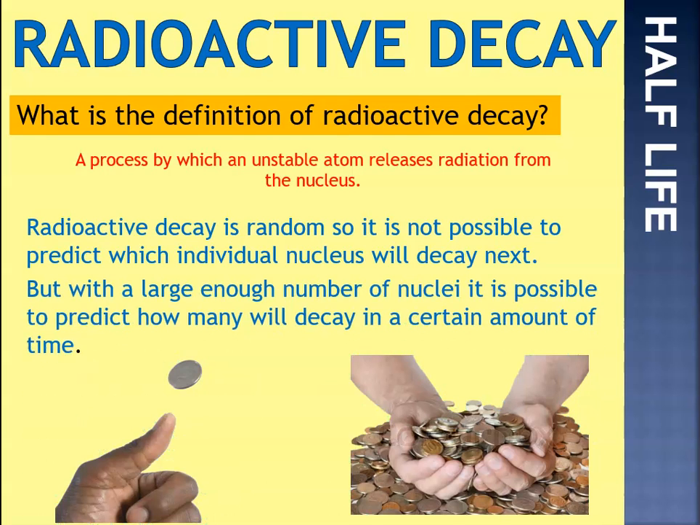But if we have a large enough number of nuclei, we can predict how many will decay in a certain amount of time. We just don't know which ones will. We know how many of them will. We wouldn't be able to say individually this atom, this atom, this atom. But if we had a large number of nuclei, we'd be able to state this number are going to decay in a certain amount of time.